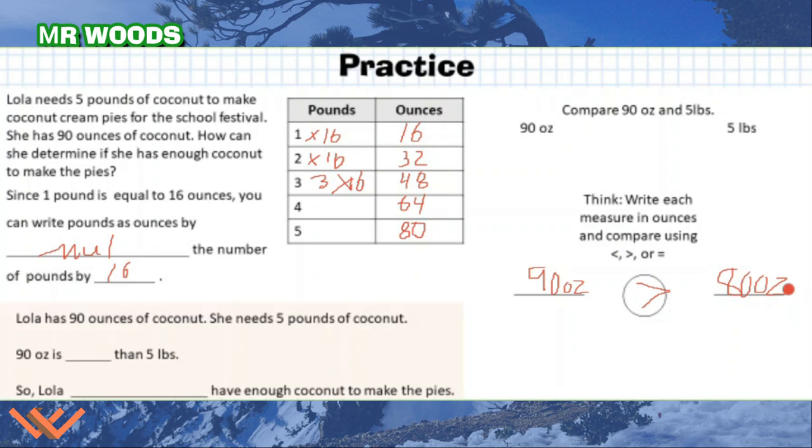80 ounces. Now, to finalize this, Lola has 90 ounces of coconut. She needs 5 pounds of coconut. 90 ounces is greater than 5 pounds. So Lola does have enough coconut to make the pies, because she has more than enough here. She needs 80 total, but she has 90 on hand, so she's going to have 10 ounces left over.